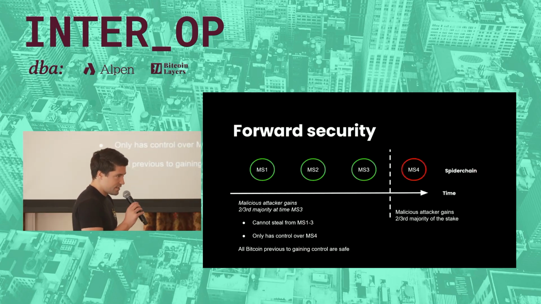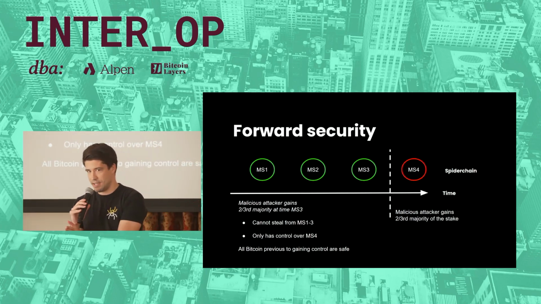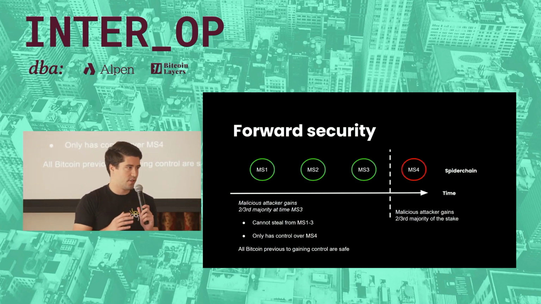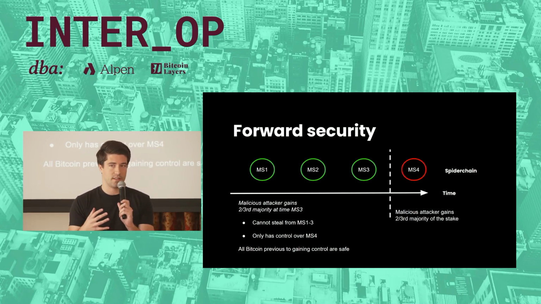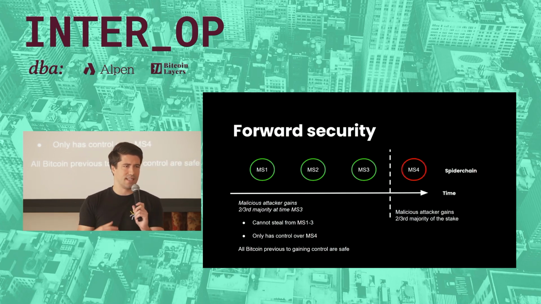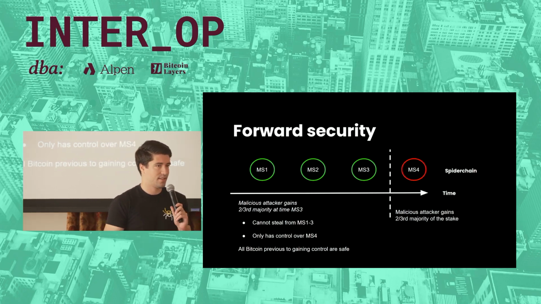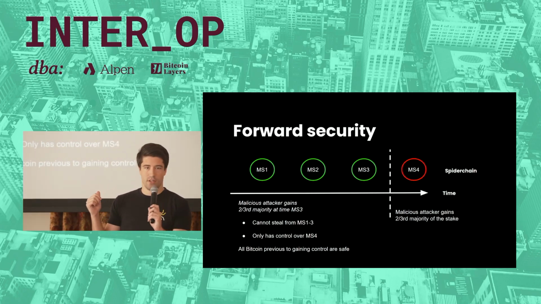One big reason why we create this series of multisigs: you can, of course, consider the alternative, and we've seen a lot of different layer 2s basically having one big honeypot. And you could ask yourself, why would you create all these series of multisigs? Why don't you just create one big one, right? It's actually because it gives you a lot of different security benefits. One of them is forward security.